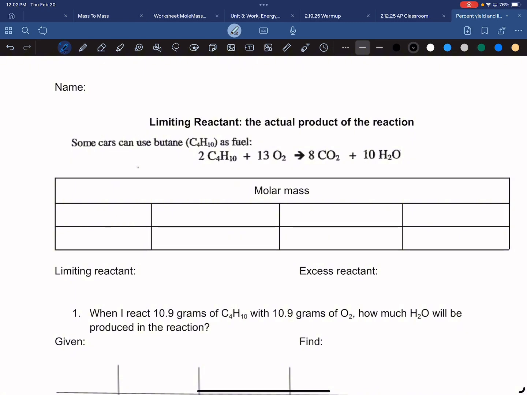So during our s'mores lab, an example of a limiting reactant would be like if I had 100 graham crackers, right? And then I only have 2 marshmallows. How many s'mores can I actually make? I can only make 2. So I have a lot of leftovers of what? Graham crackers. So in this case, my limiting reactant is going to be my marshmallows. My excess reactant is going to be my graham crackers, which is also known as my leftovers.